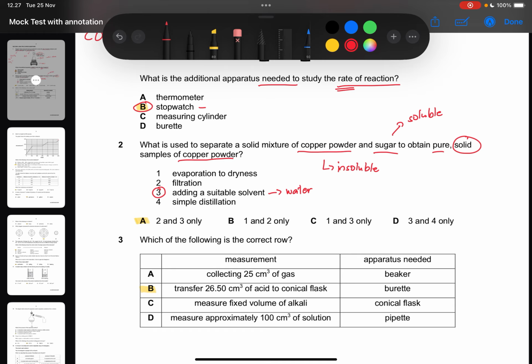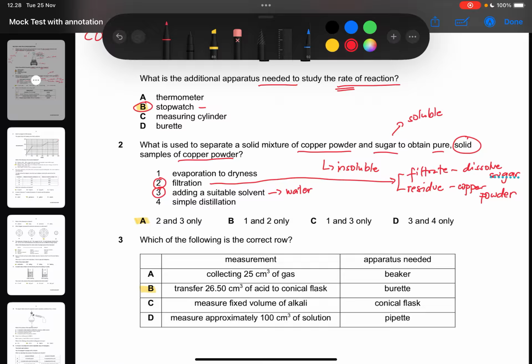Once the sugar is dissolved, we're going to filter it. Therefore, we'll be able to separate the copper powder and the dissolved sugar as our filtrate. So the filtrate will be the dissolved sugar and the residue will be the copper powder. This is during filtration.